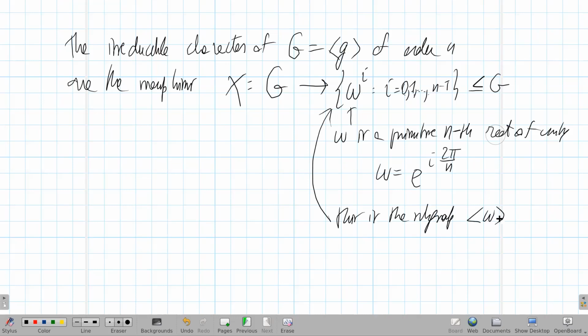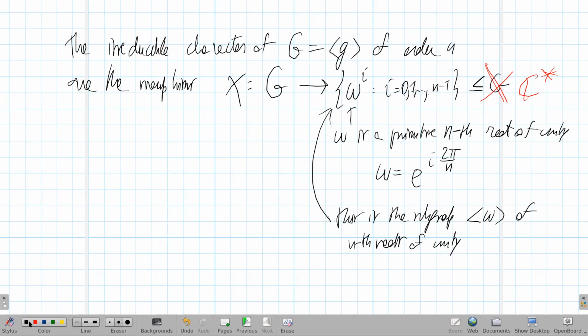The subgroup generated by omega of nth roots of unity. Sorry, I wrote G, but let me correct it visibly. This is really C star. Sorry for the misprint, but it's marked in red. So it's a subgroup of C star, the subgroup of nth roots of unity.